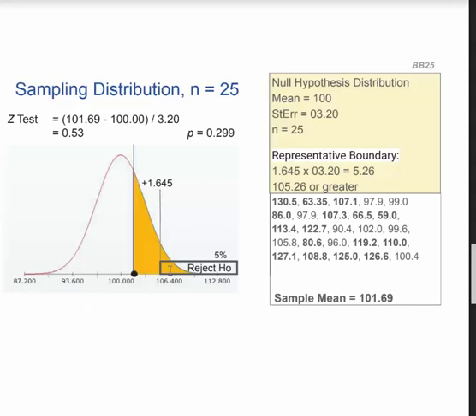By the way, I show this reject zone as a rectangle, but no matter how far out the sample mean is to the right, imagine that it would be enclosed by this reject zone. It doesn't necessarily just stop here. It continues on to the right.